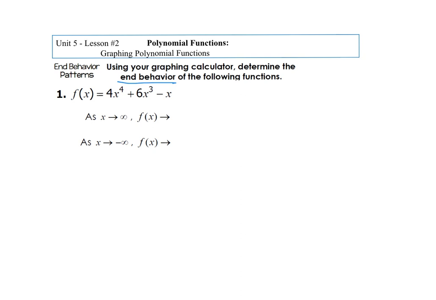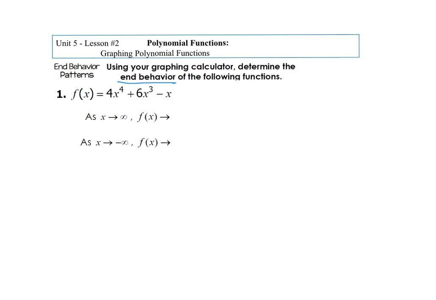End behavior is, are we ending up or down on each side of this graph? On the right side, which is x approaching positive infinity, are we ending up or down for f of x, which is y? And on the left side, as x approaches negative infinity, are we ending up or down? Positive or negative infinity are the answers we are selecting here. Now it says, using your graphing calculator, determine the end behavior of the following functions.